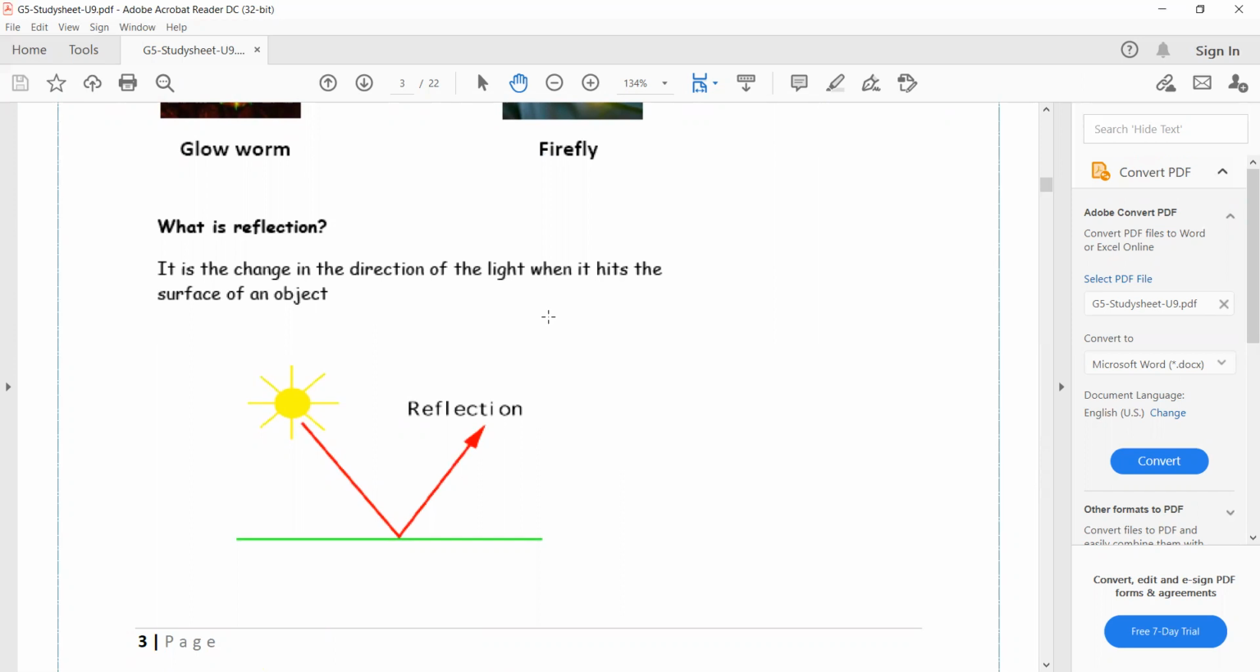What is the reflection of light? The reflection is the change in the direction of the light when it hits the surface of an object. For example, here the sun produces many light rays or many beams of light. When the beam of light falls on a light reflector surface, it changes its direction and moves in another way. This is the meaning of the light reflection. So the reflection of light needs a light source and a reflective surface.